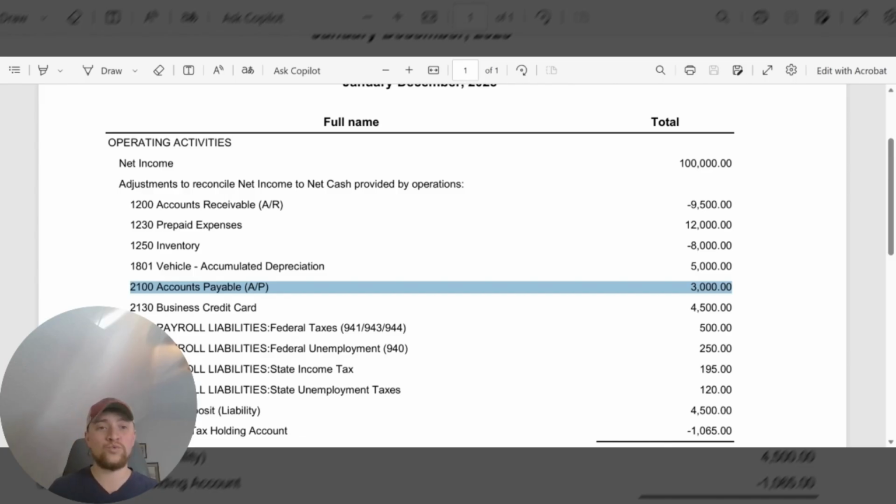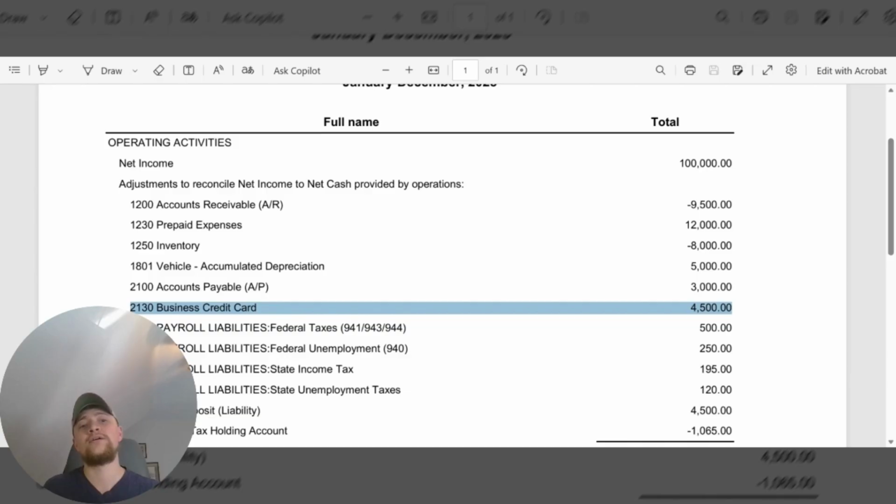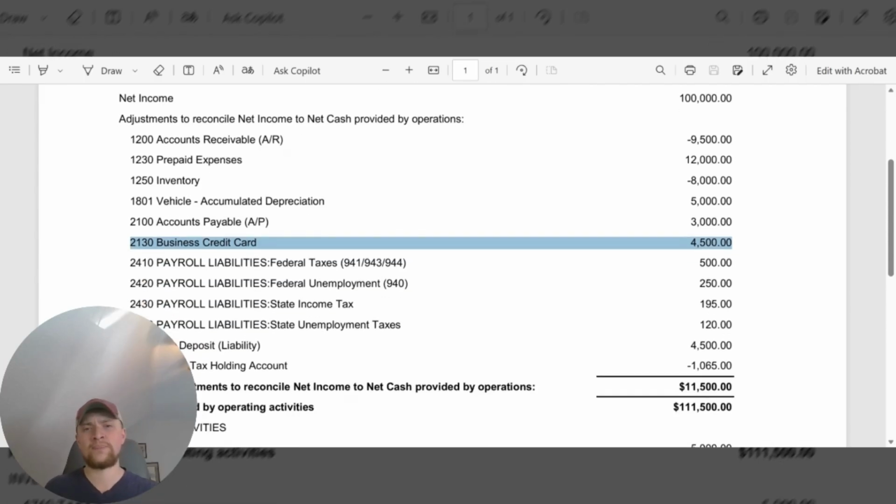So again, we're looking at where's my cash? What's my cash doing? We're adding that back in because he's not spent that cash yet. Credit card, same idea. He's not paid off the credit card yet. He still has the cash. Maybe he's bought a lot of supplies with it, and those are reducing his net income as expenses, but he's not actually paid off the credit card yet. So he still has the cash.